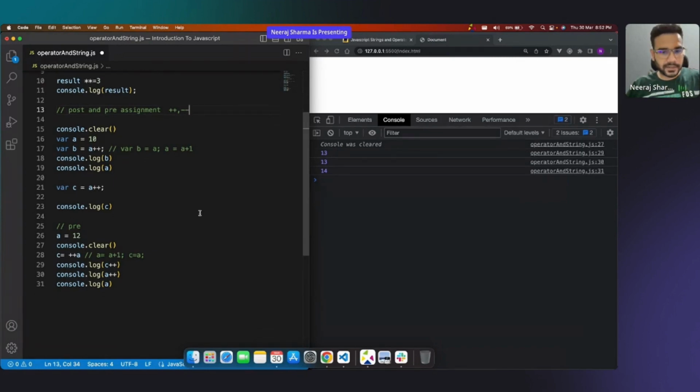Yeah, Rajneesh has given the answer, Shapri. So it's going to be the same thing, right? If you're doing plus plus before the variable, it will first increase and then it will assign to the variable. If it is after the variable, if it is post, first the variable will get assigned, then the increment will happen. Clear? Okay.